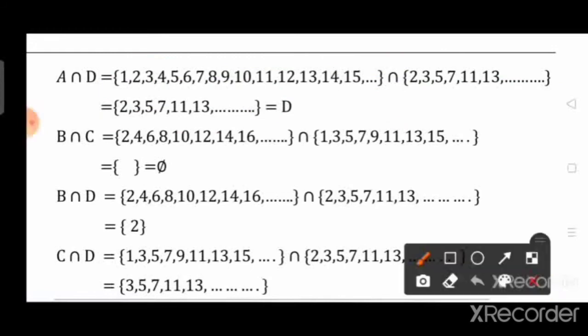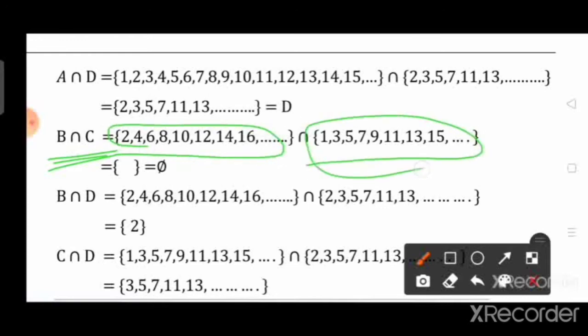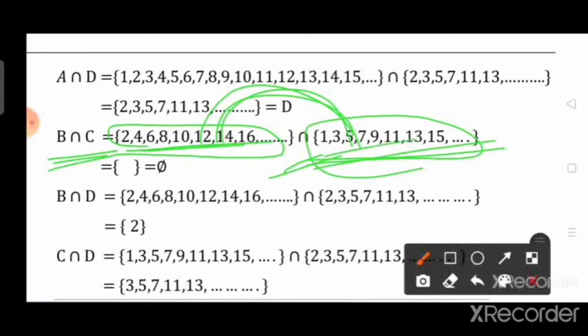And then next is B intersection C. Here B means all even numbers and C means all odd numbers. Intersection means we have to check the common elements. Is there any common element in these two sets? I think no, because these are all even numbers and these are all odd numbers. There is no common element in these two sets. That's why this is our answer: empty braces, the null set. We have already discussed this null set in our earlier session.